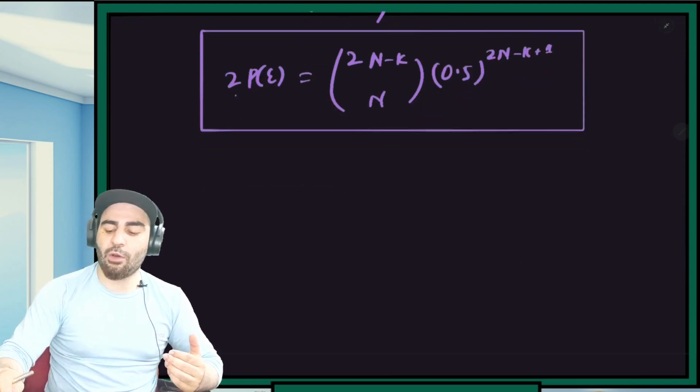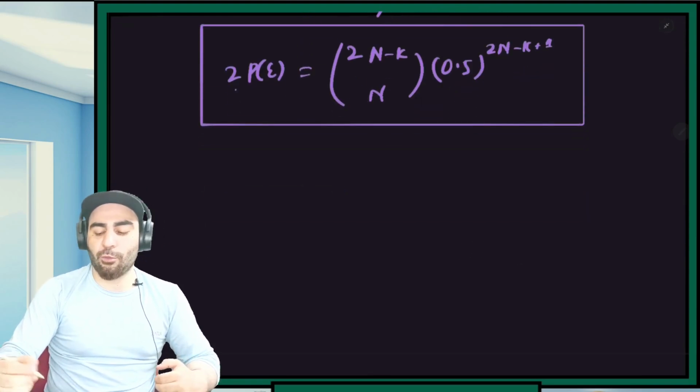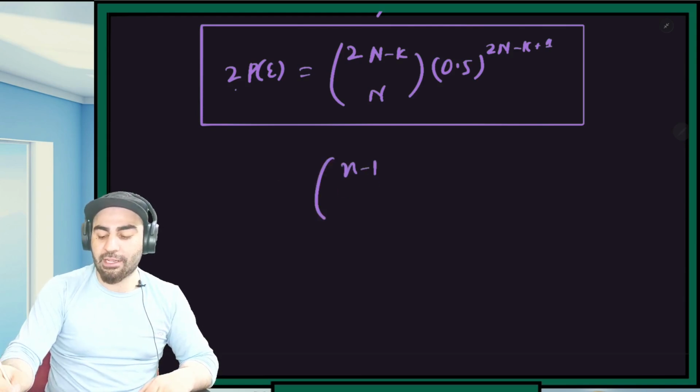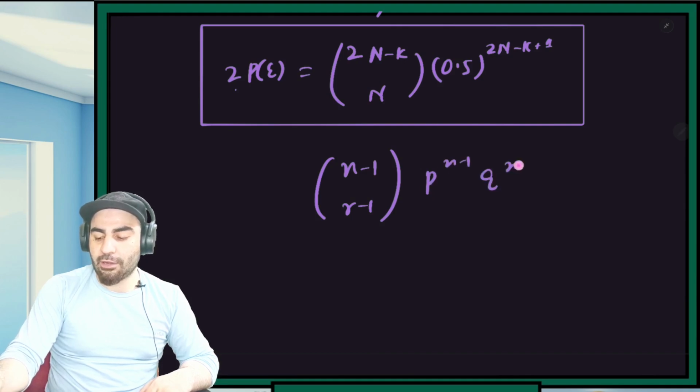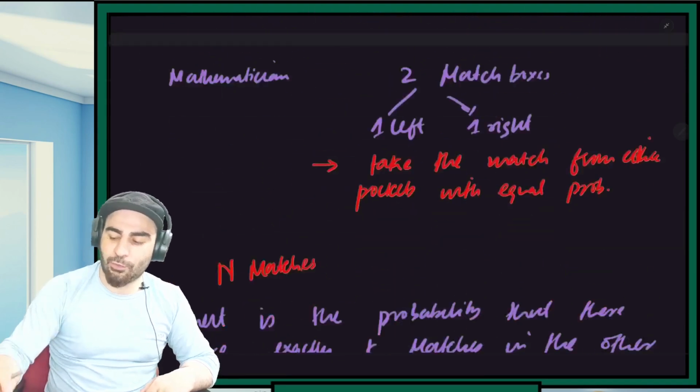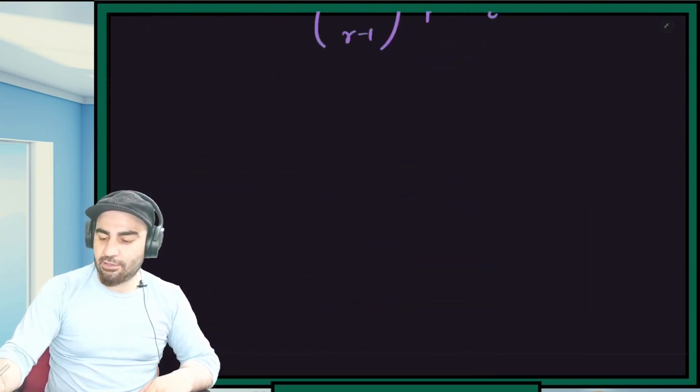Okay, so now as I said, you can also directly use the formulation. So the formula of the negative binomial random variable was (n minus 1 choose r minus 1) p to the power r, q to the power n minus r, of this sort.